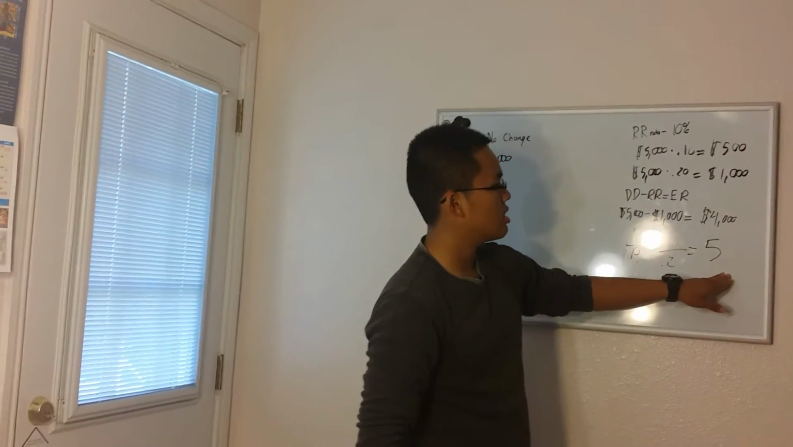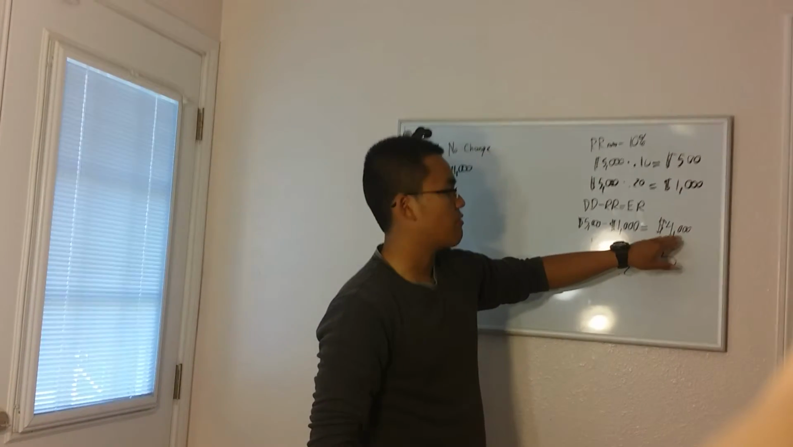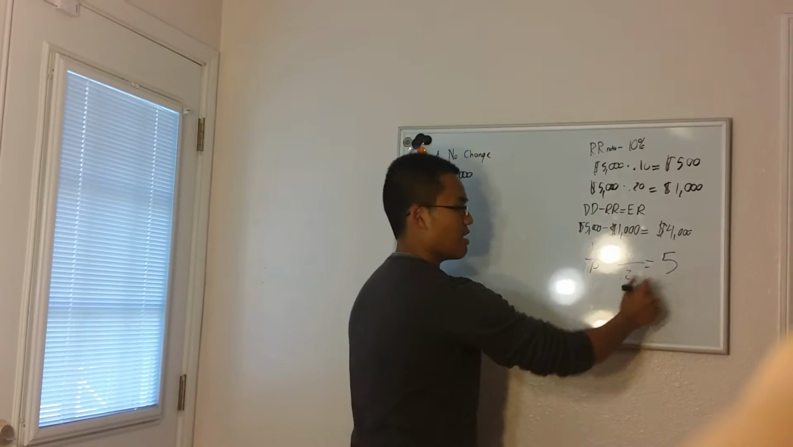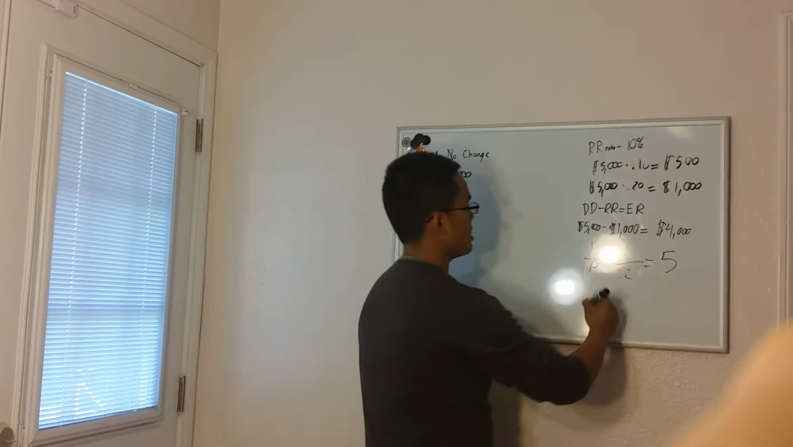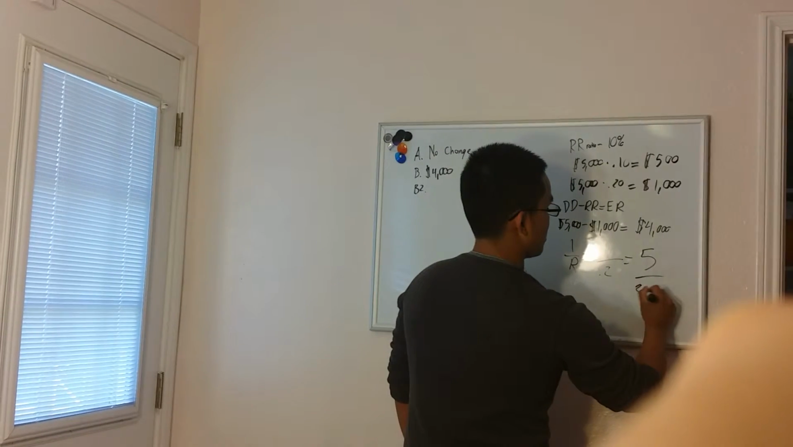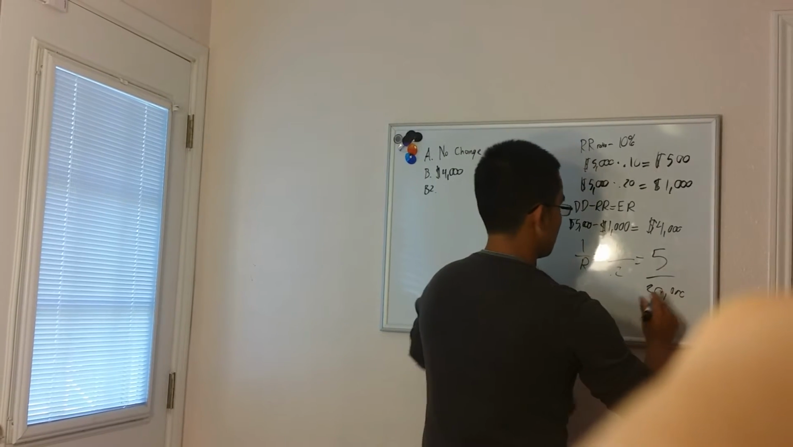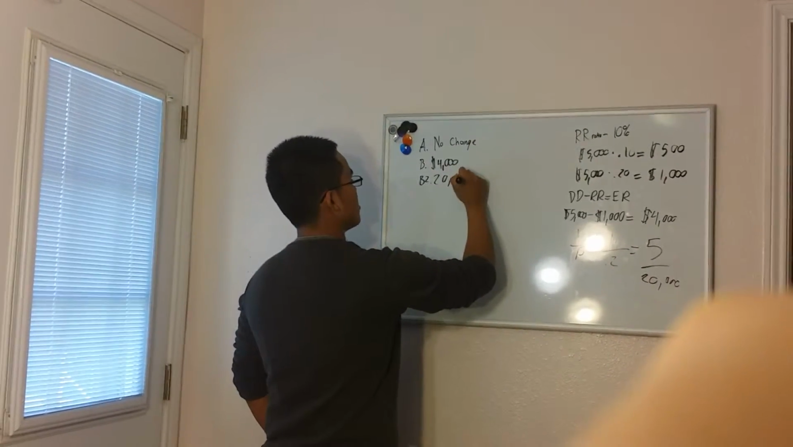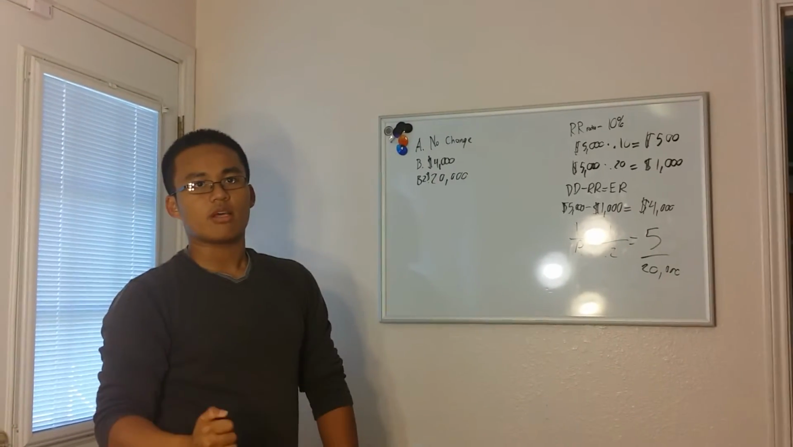This 5, we will multiply by the ER, which is $4,000. So we'll do 4,000 times 5, which will get us 20,000. An easy way to do this is to just do 4 times 5, you get 20, and you put down 3 zeros. There you go, $20,000. That's B2.